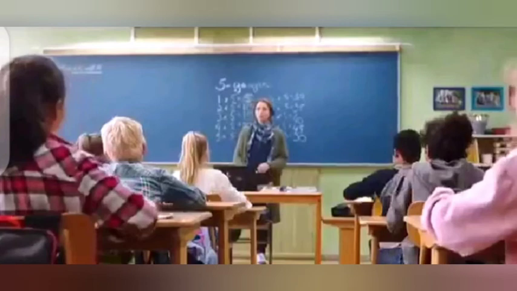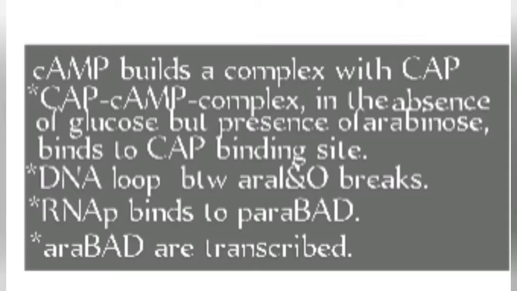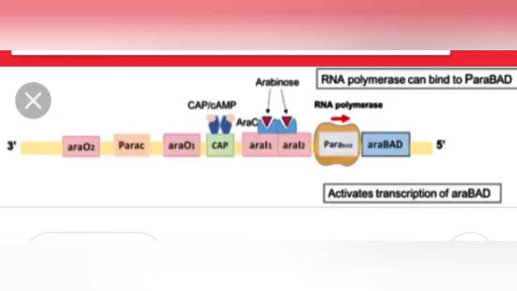Nevertheless, activation or transcription of the ARA operon depends on the presence or concentration of cyclic AMP in the presence of arabinose but absence of glucose. The cyclic AMP makes up a complex with catabolite activator protein known as catabolite activator protein cyclic AMP complex. In the absence of glucose, catabolite activator protein cyclic AMP complex binds to the catabolite activator protein binding site. The catabolite activator protein binding site is situated between the control sites.